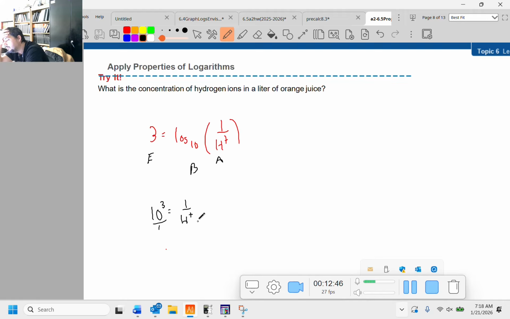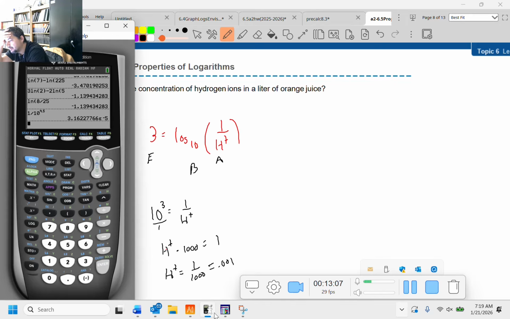Anyways, we're going to put that over 1. H plus times 1,000 is 1. And then we're going to divide by 1,000. So H plus is 1 over 1,000, which is not that small, but it's 0.001, which is a lot bigger than the previous one.